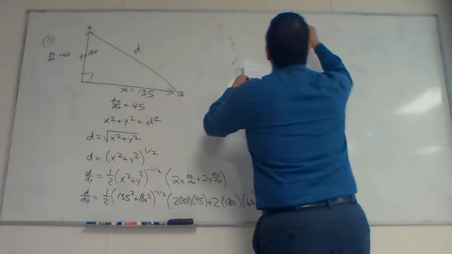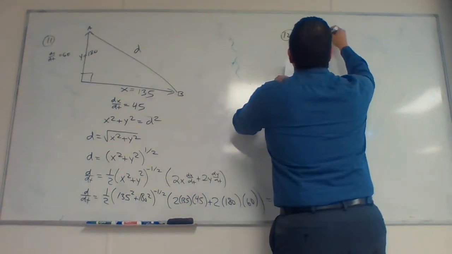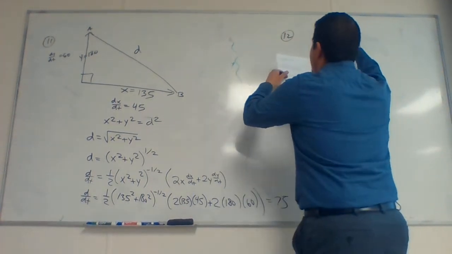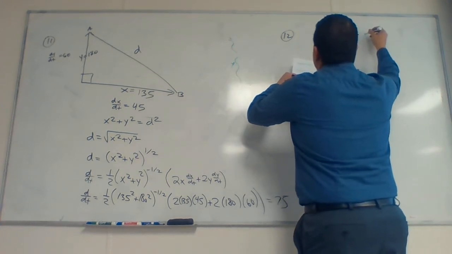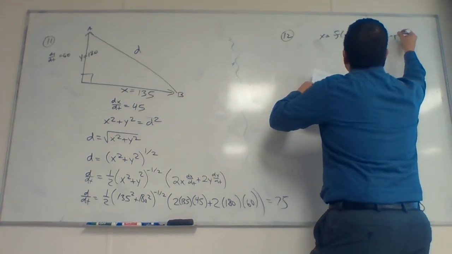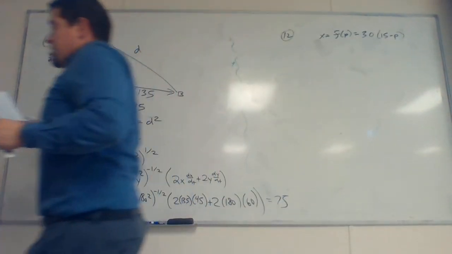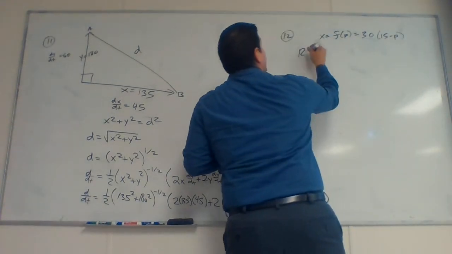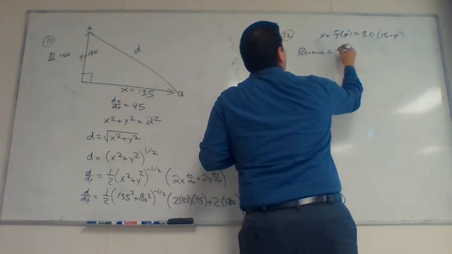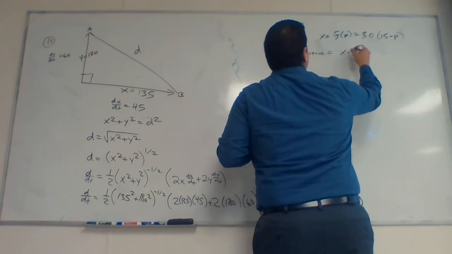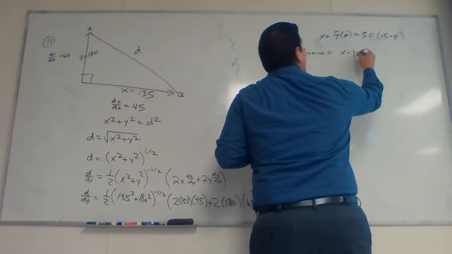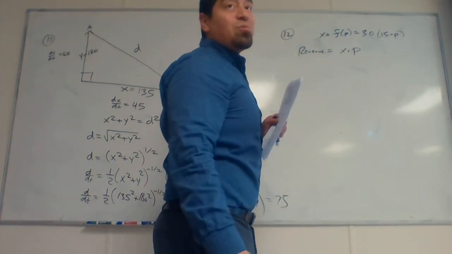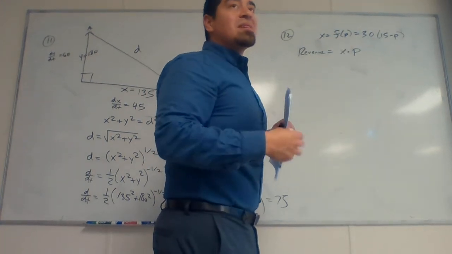Number 12. You have x equals f of p, which equals 30 times 15 minus p. It says use the demand equation to find the revenue equation. Here's the formula you'll need: revenue is equal to x, the number of items, times the price of the items. That'll be one for your formula card.